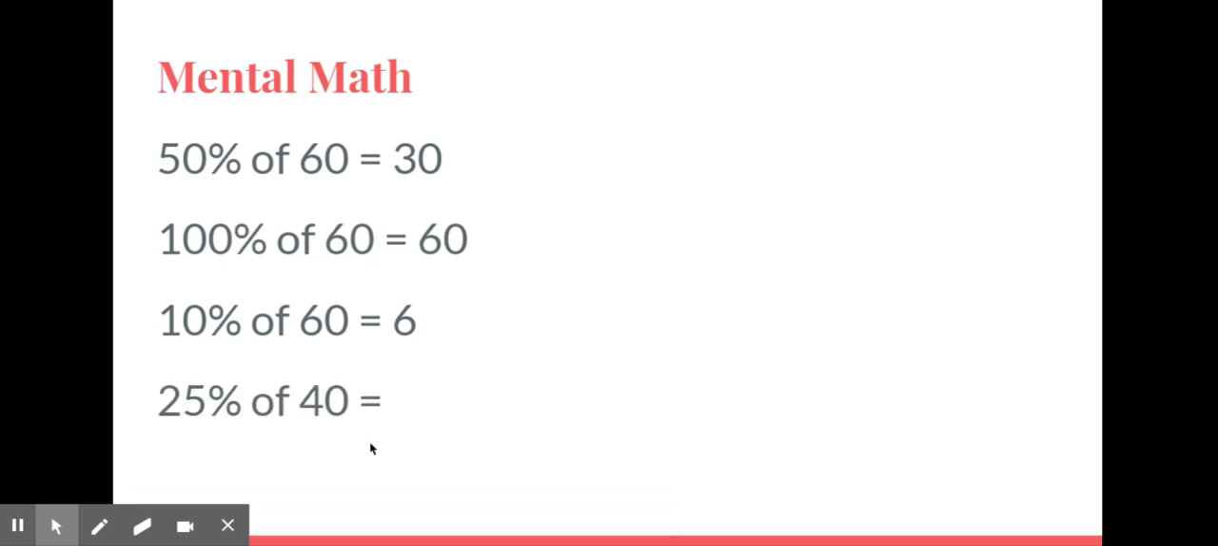Next is 25% of 40. So I know 25 is the same as 1/4, because you're thinking quarters. So what's 1/4 of 40? Well, if you take 40 and break it up into 4 even groups, they'd each be worth 10. So 1/4 or 25% is 10.